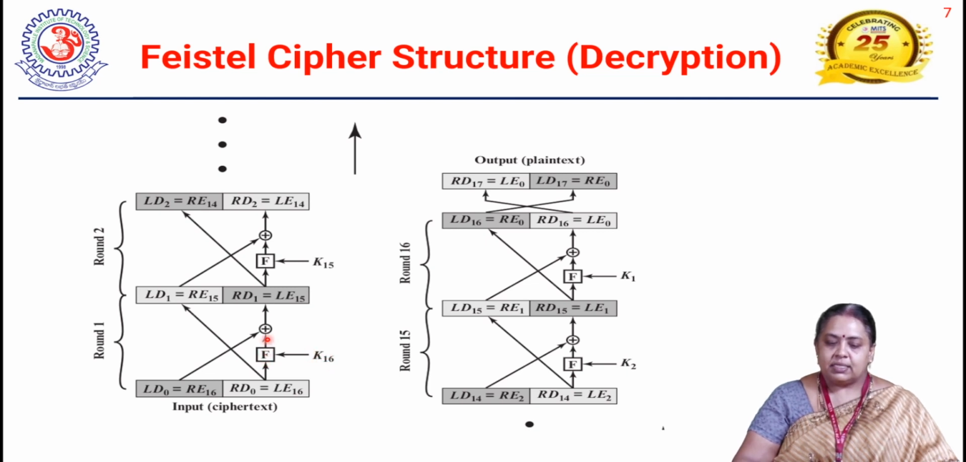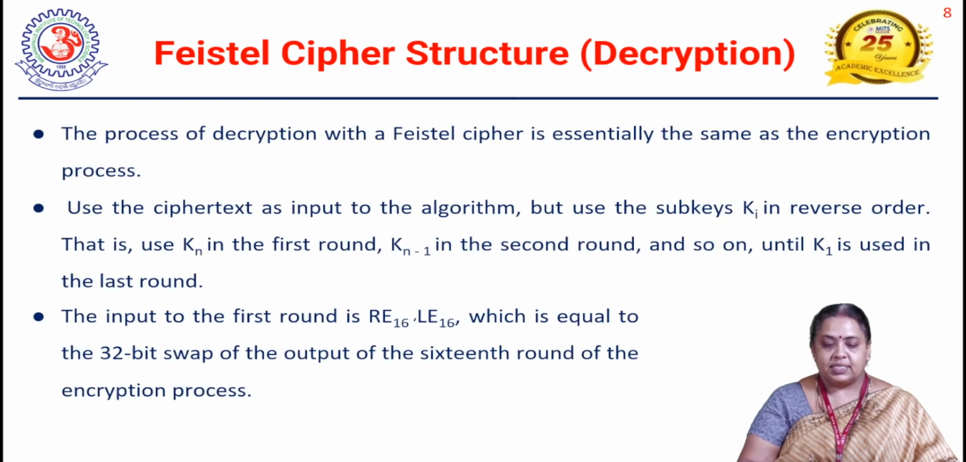The output of this function is XORed with the left half and it becomes the right half. This right half becomes the left half for the next round. The process continues until the 16th round, that is the last round. At the last round, we get the output. That output will be swapped, that is, left will be swapped to right, and right will be swapped to left. That is the decryption process which happens in the Feistel structure. That's what we have discussed.